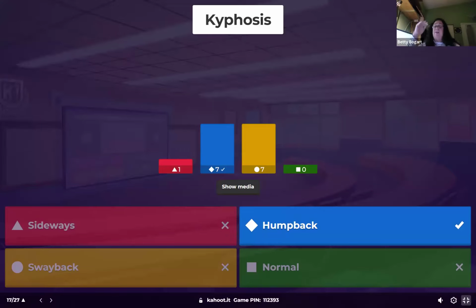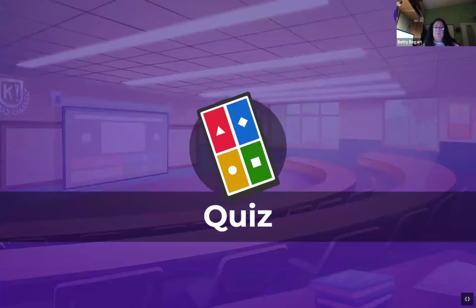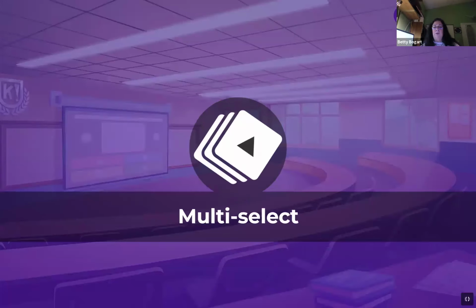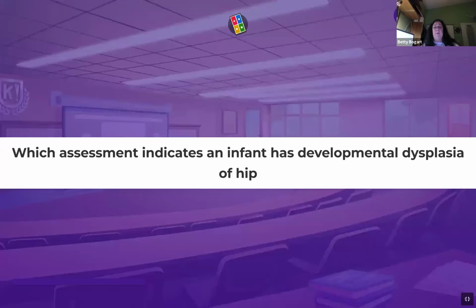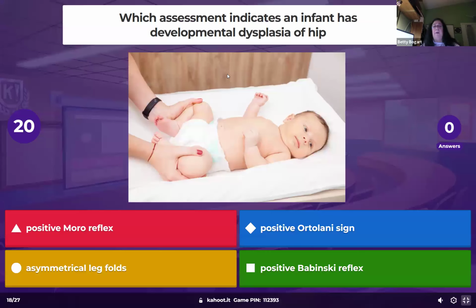Kyphosis is the thoracic spine, and it causes what we call a humpback. Multi. What assessment indicates an infant has developmental dysplasia of the hip?